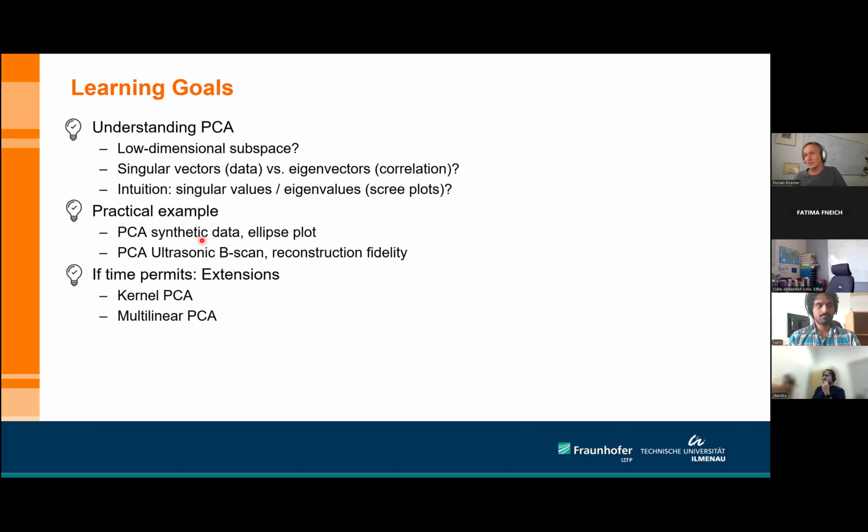If we do have time at the end, I have some extensions we could talk about, for instance kernel PCA, which I think is interesting just to know what it is and what the kernel trick is. Multilinear PCA could also be interesting. That's what I did in my past life in my PhD: I worked with multidimensional signals and tensors, and I did multidimensional PCA. Again, I would have one example of an ultrasonic scan where you can see the benefit. All right, so much for the motivation and introduction.